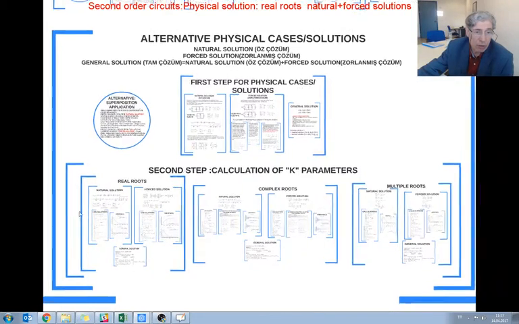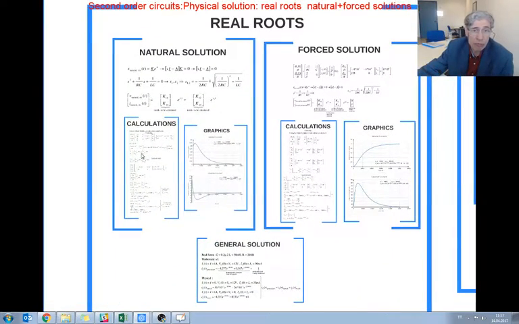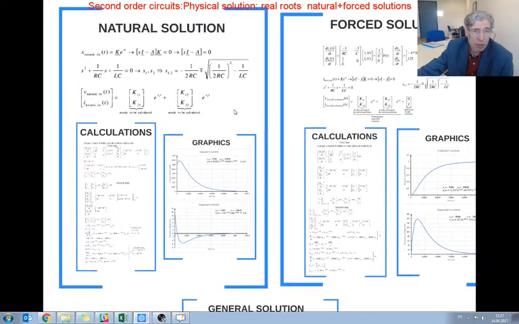So the first thing we do for the real roots, so this part for natural and forced solutions, we have already done. These are the first step of what we have found. We found the k parameters here. Now how are we going to calculate these k parameters for the natural solution and for the given circuit?